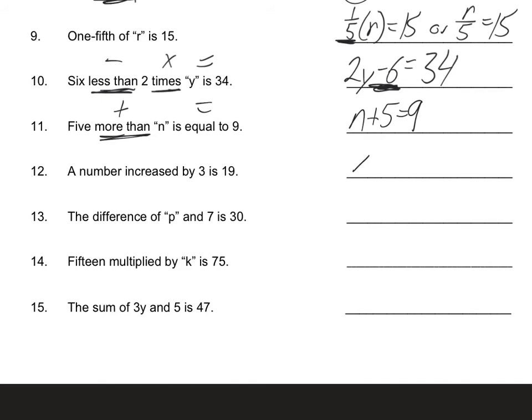Okay, we should have gotten x plus 3 equals 19. If you got that, you're good. Go to the next one. If not, we are talking about it. A number. A number just means some letter, so let's call it x. So a number, so x, increased means plus 3, equals 19. So "is" means equals. So x plus 3 equals 19. Go ahead and try the next one.